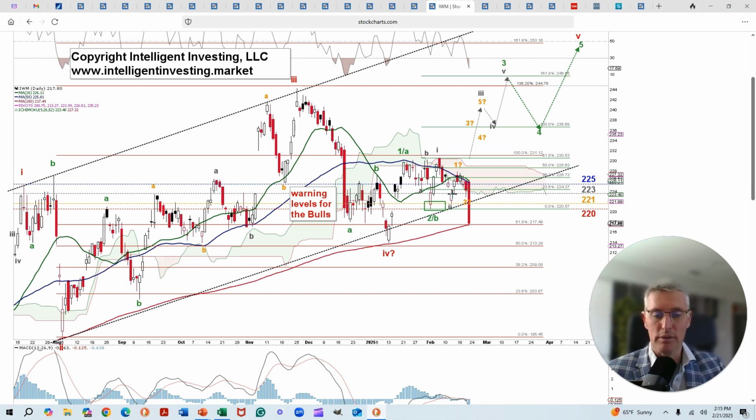I really have to use every single brain cell to make sure that I understand exactly what's going to happen next. It looks more like this was an A, this was a B, this was a C, and we're now again subdividing in another C wave lower. But please bear with me.